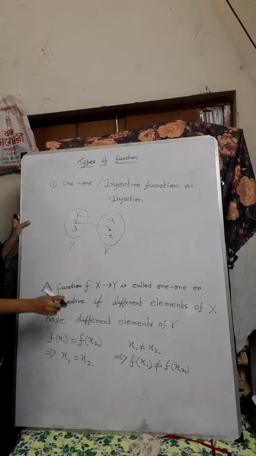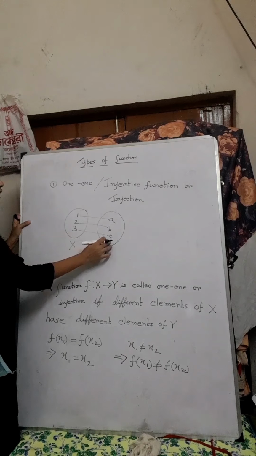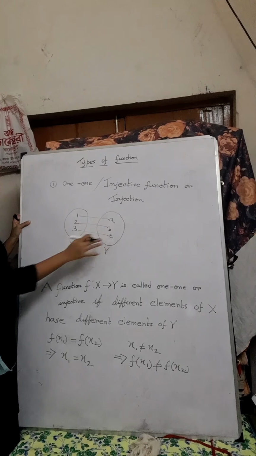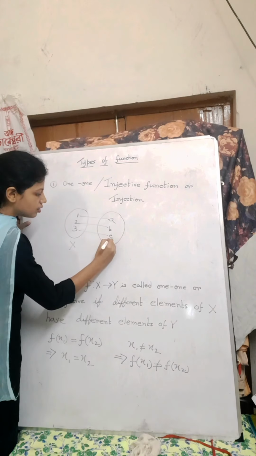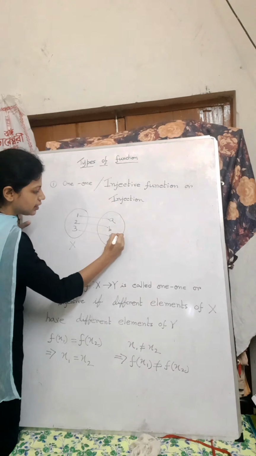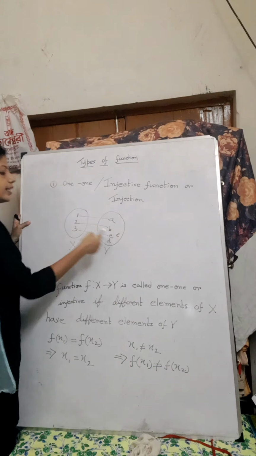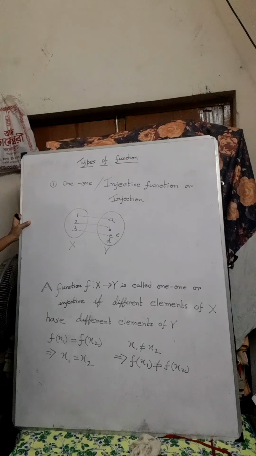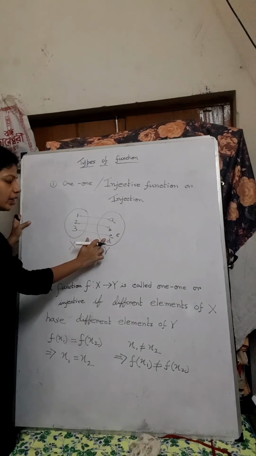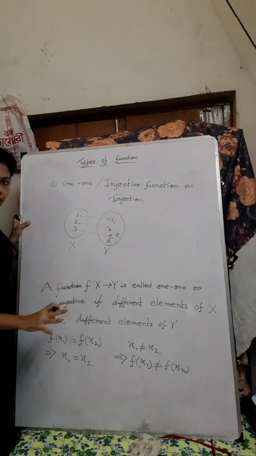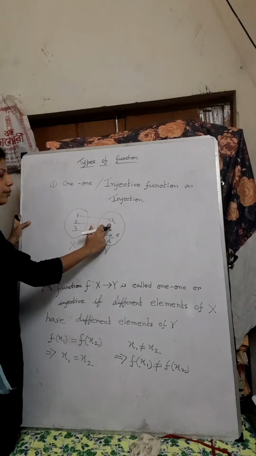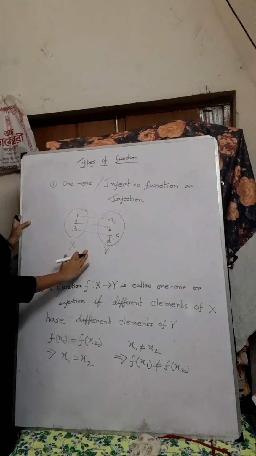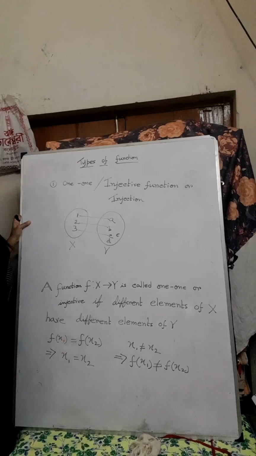Here I have drawn one set where there is an extra element, but if it is just like that, A, B, C, D, E, this one is also 1-1. Means there may be extra elements or not, whatever. If for each pre-image there is just one image, this one is called a 1-1 function or 1-1 mapping.